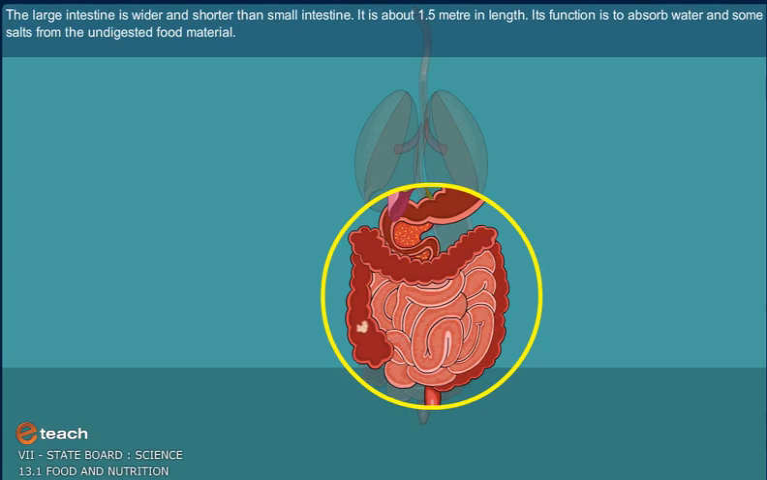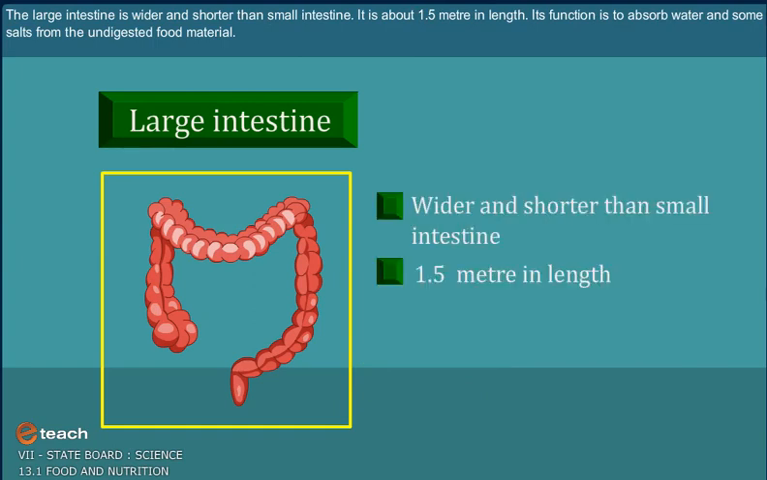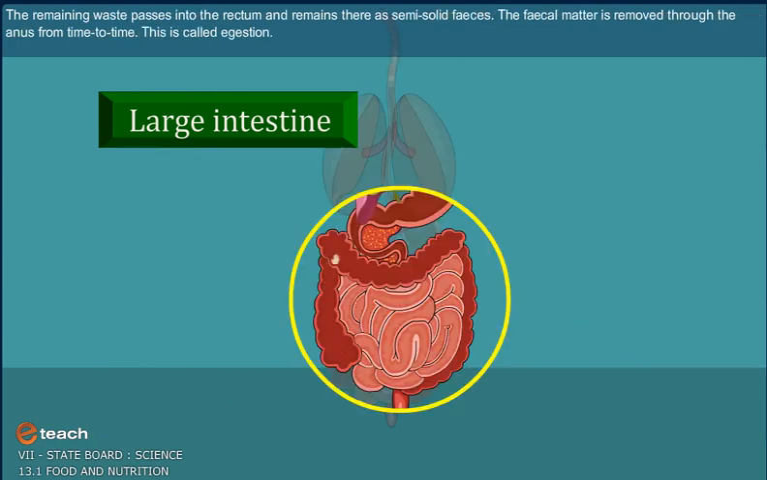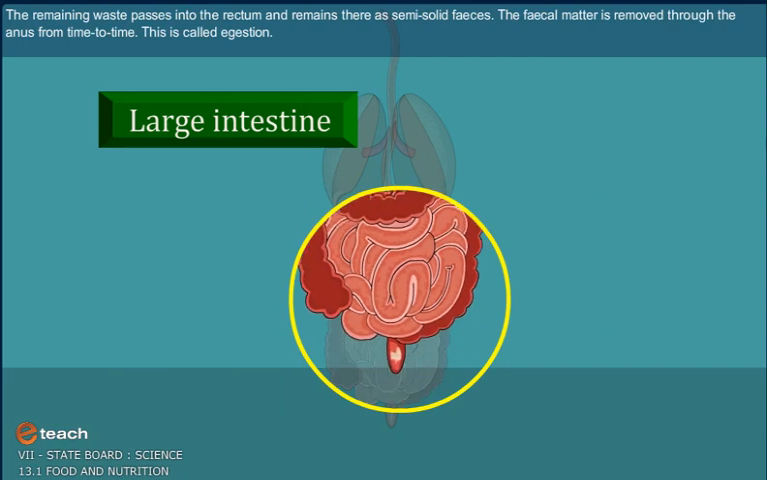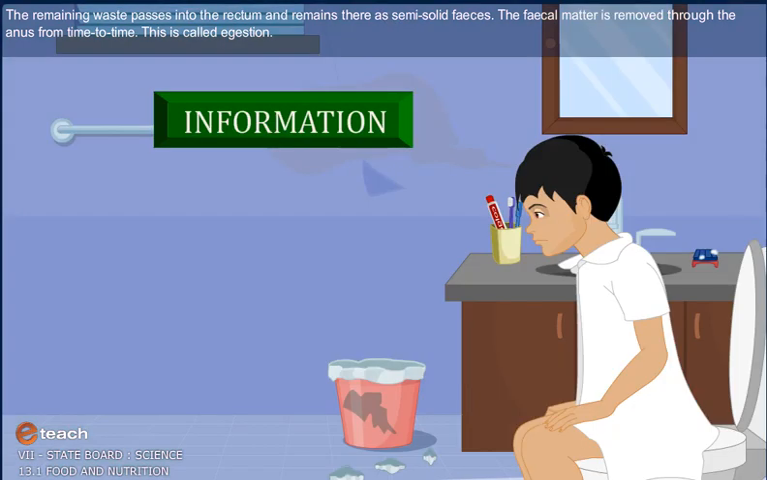The large intestine is wider and shorter than the small intestine. It is about 1.5 meters in length. Its function is to absorb water and some salts from the undigested food material. The remaining waste passes into the rectum and remains there as semi-solid feces. The fecal matter is removed through the anus from time to time. This is called egestion.